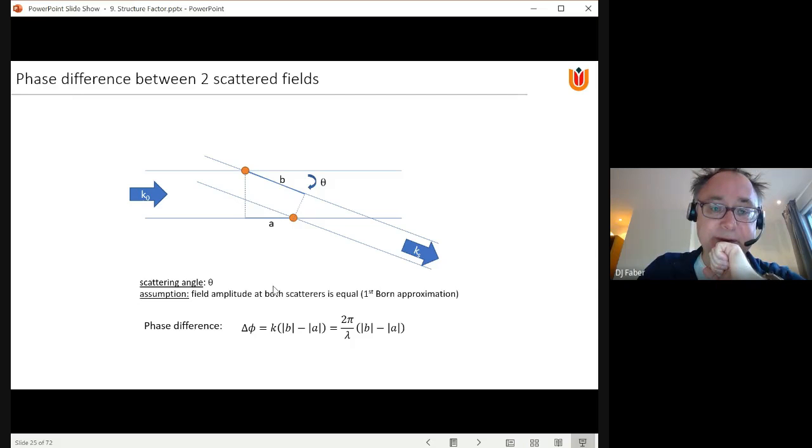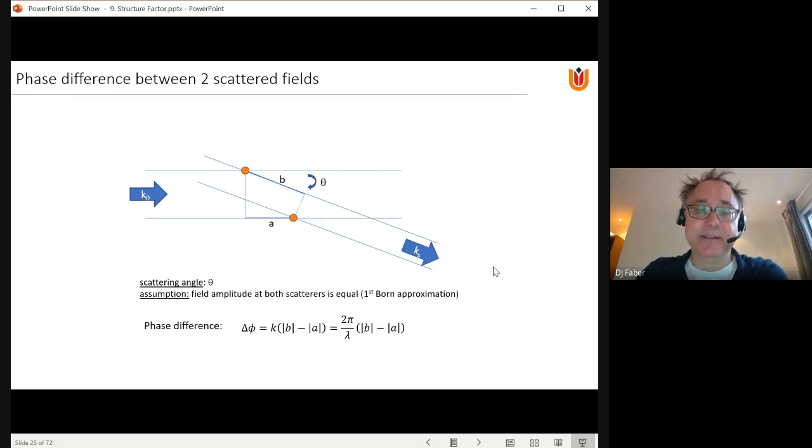We assume again that the field amplitude incident on both scatterers is the same. So the first Born approximation, and then we can calculate. The phases of the incoming field are the same as well on the left-hand side of the picture. And so the goal is to calculate the phases of the field scattered from both particles somewhere far away, here at the detector.